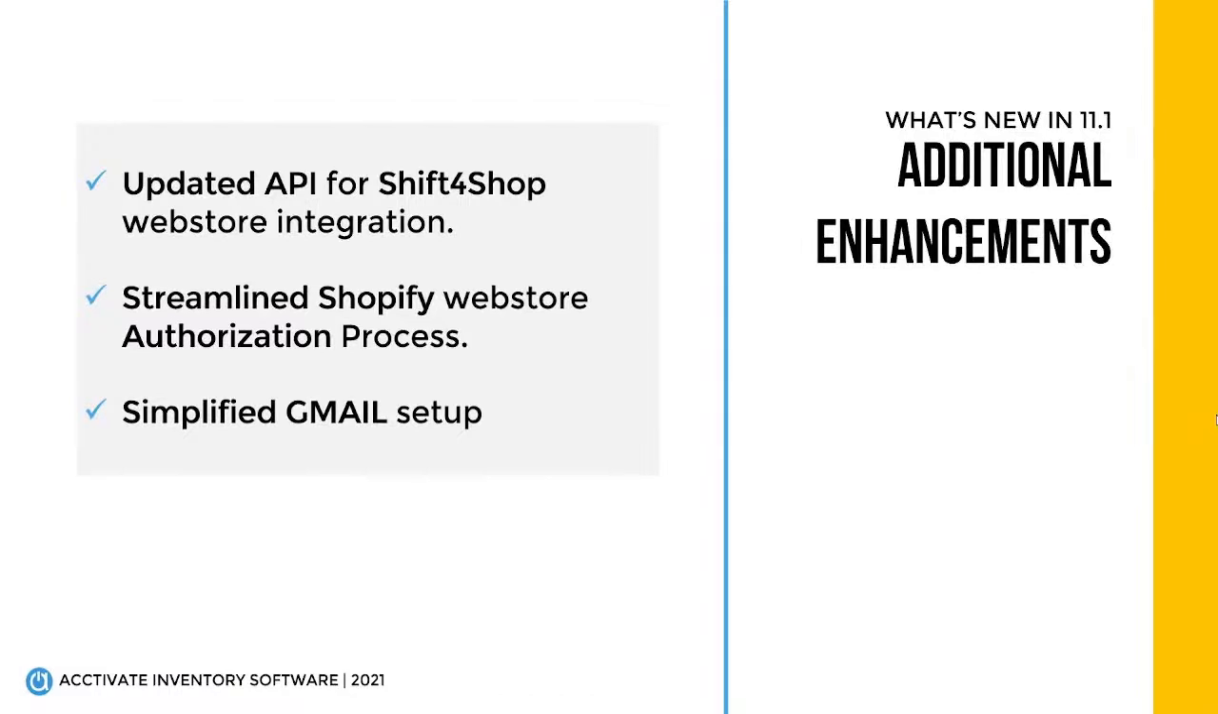So those are the three big enhancements that we have for 11.1, but I also want to talk about just some other significant changes. We have an integration with the updated Shift4Shop API, formerly known as 3D Cart. We have a simplified setup process for Shopify as well as Gmail. Both Shopify and Gmail are widely popular platforms that Acctivate integrates with, and so we've made this integration process more secure and more simplified. So these are the enhancements included in 11.1.